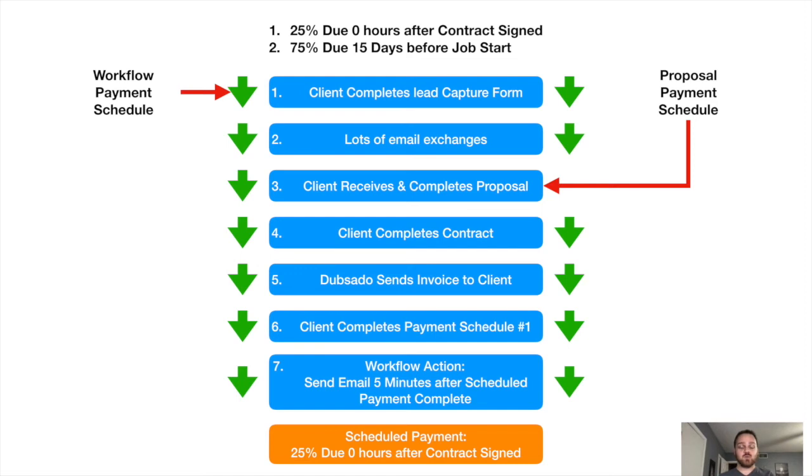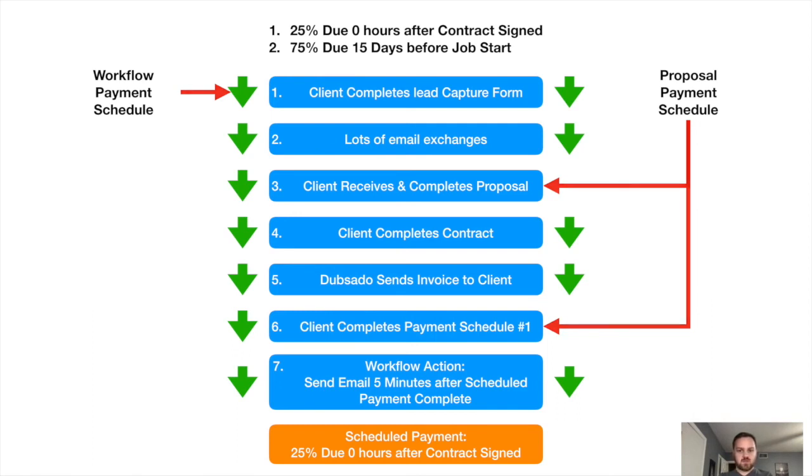So now at this point, we have 2 payment schedules existing simultaneously, okay? Before the proposal is touched by the client, there's only 1 payment schedule. That's the workflow payment schedule, okay? Hopefully you're following me here. So now we've got 2 payment schedules working simultaneously, and we're going to keep on going through the process. So now we get to the part where the client has to complete the first payment schedule, okay? What Dubsado does is it takes the second payment schedule applied, which in this case is the proposal payment schedule, and asks the client to pay that one.